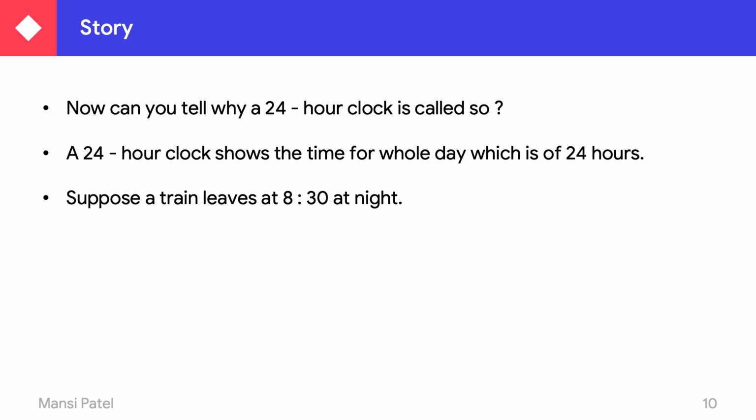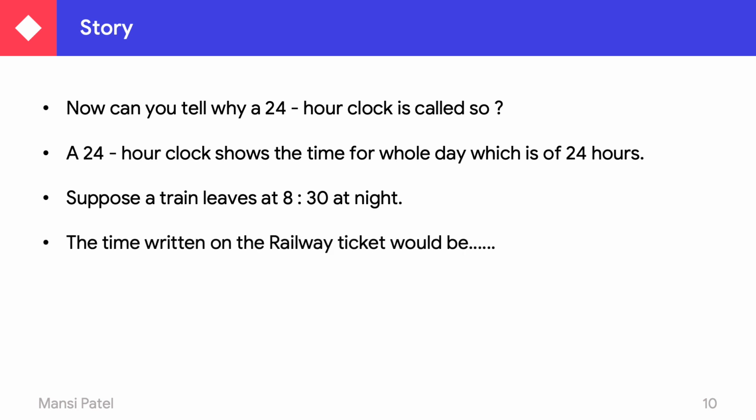Suppose a train leaves at 8:30 at night. So here what do we have to do? The time written on a railway ticket would be 12 plus 8, that is 20, and 30 minutes are there. So 2030 hours.